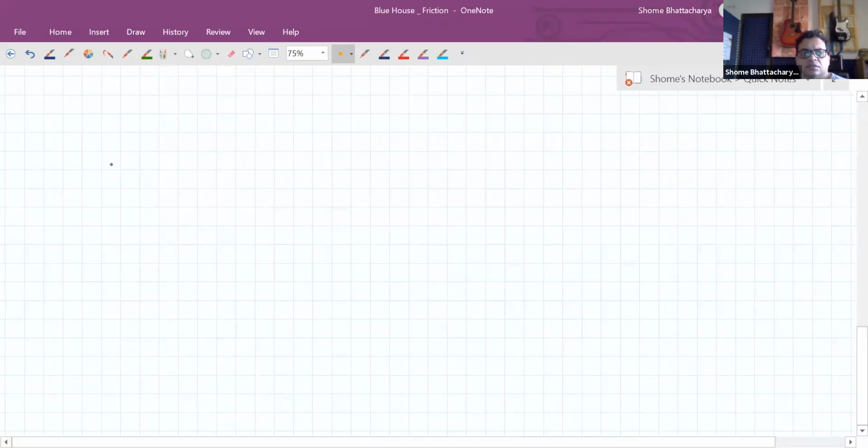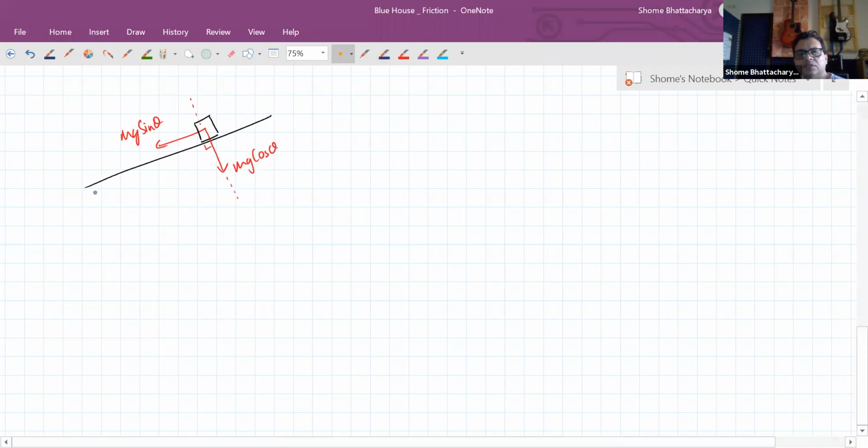Okay, so let's analyze this. So I'm going to show the weight in a resolved form. So mg sine theta, whatever the mass, we can substitute the values later, and mg cos theta. These are the components normal to the inclined surface and tangential to the inclined surface. This angle is theta. So normal reaction is equal to mg cos theta. That is not affected by friction. Now friction is going to act in this direction.